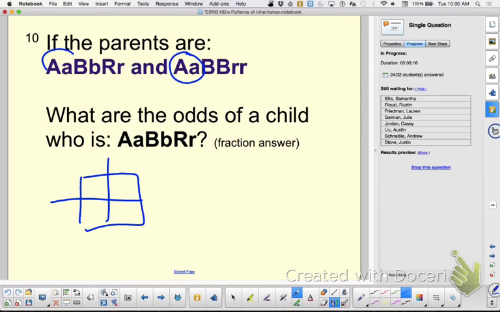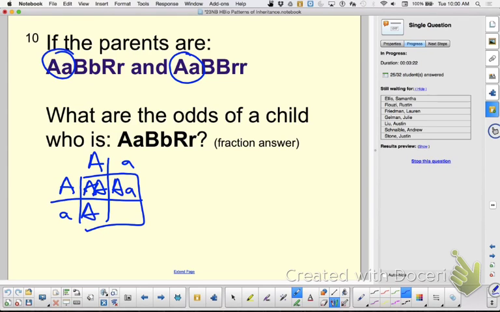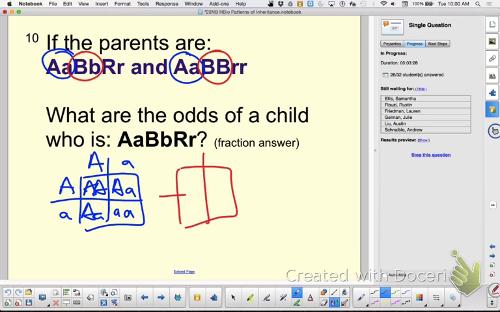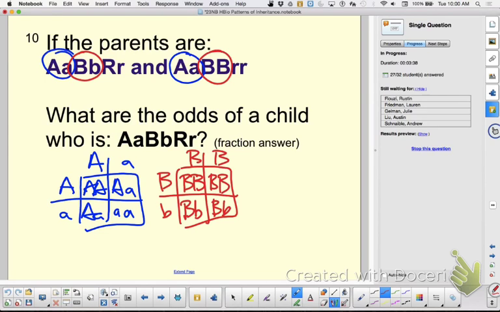So this part, that's an easy Punnett because you've done this one a million times. Okay, the next one, big B, little b, big B, big B. You could even make your Punnett square smaller if you wanted to, because these are both big B's up here. And then your last one, the R's.